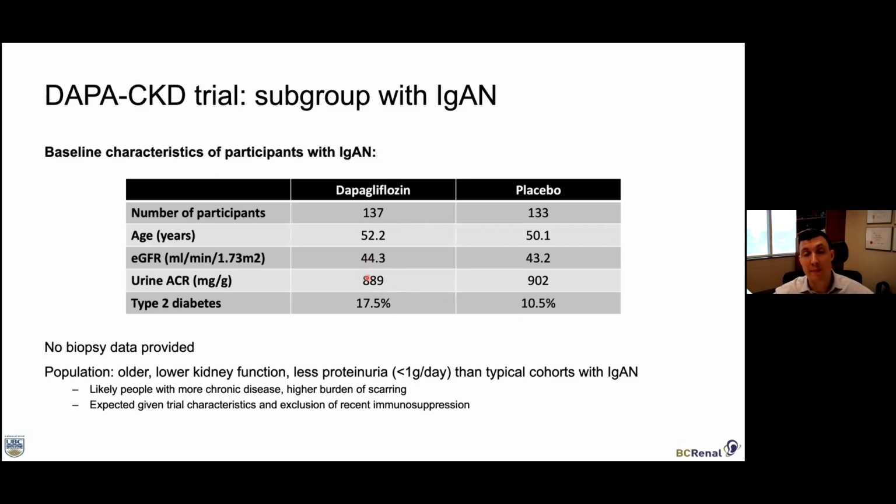And this is suggestive that these may be people who have more chronic disease, more chronic IgA nephropathy, and perhaps a higher burden of scarring. And this is consistent with the fact that the study actually excluded people that were recently treated with immunosuppression. So it would have systematically excluded people with more active disease.